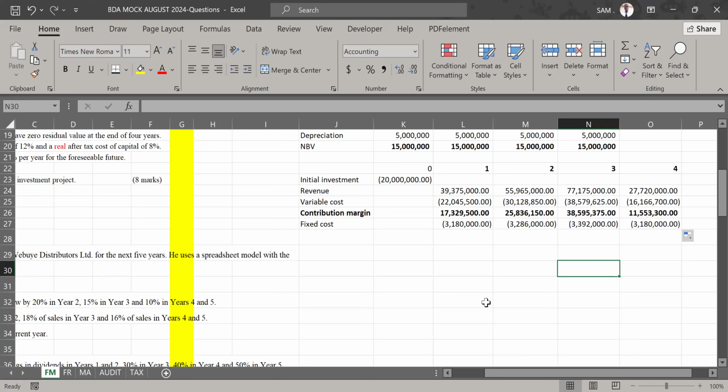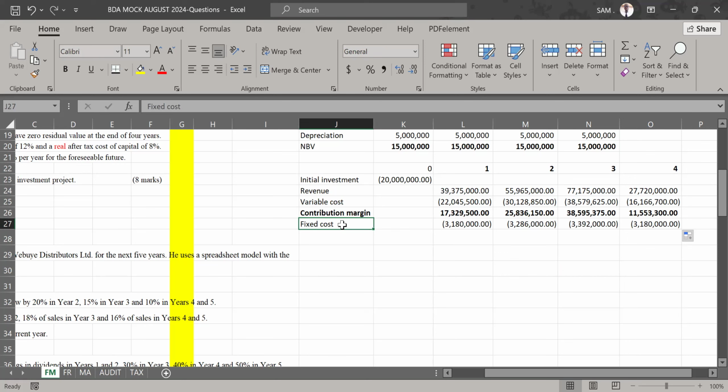After we've taken care of all elements of cost, from contribution margin, if we deduct fixed cost, what we are getting is the earnings before we charge any interest. You have not charged any finance cost. And again, before we charge any tax.